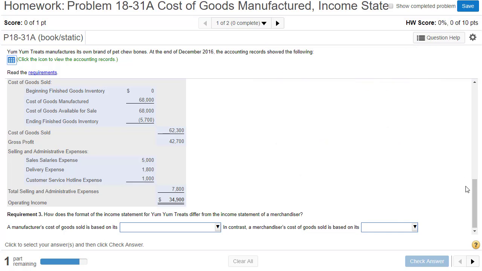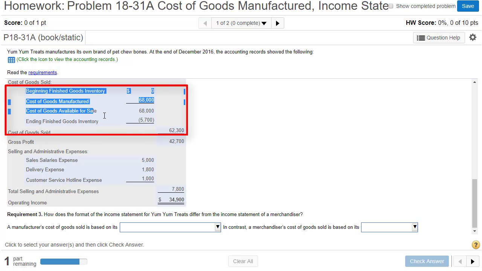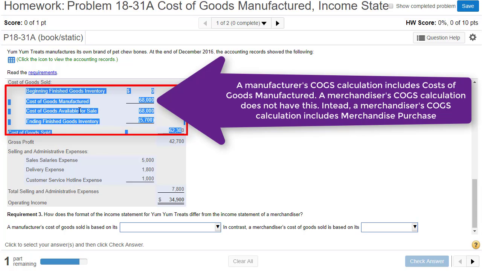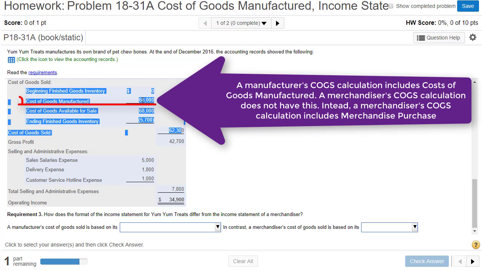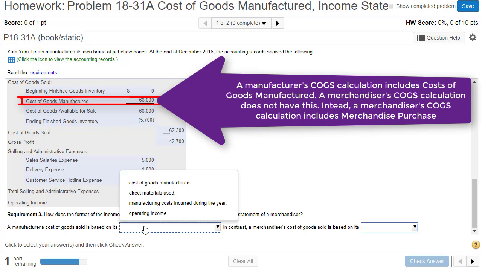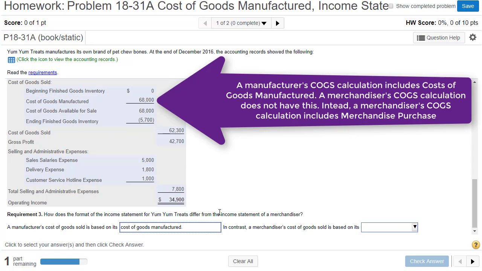Okay, well, I don't think we need that anymore. Now, it says, how does the format of the income statement for Yum Yum Treats differ from the income statement of a merchandiser? So a manufacturer's cost of goods sold, so we're talking about this calculation here, is based on the cost of goods manufactured. That's the difference between this and a merchandiser. So it uses cost of goods manufactured. In contrast, a merchandiser's cost of goods sold is based on what? Well, they don't manufacture their goods. How do they get their cost of goods sold? Well, based on merchandise purchases.